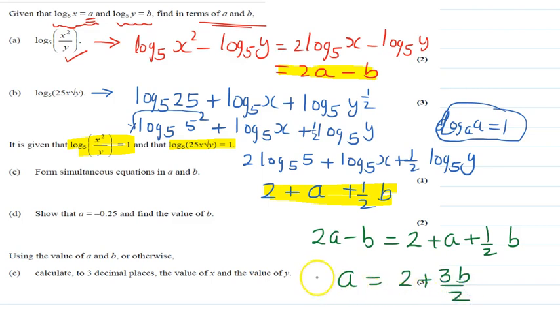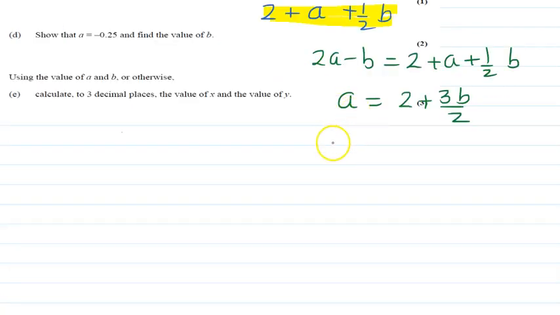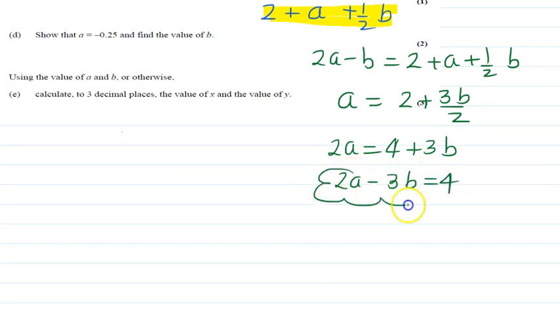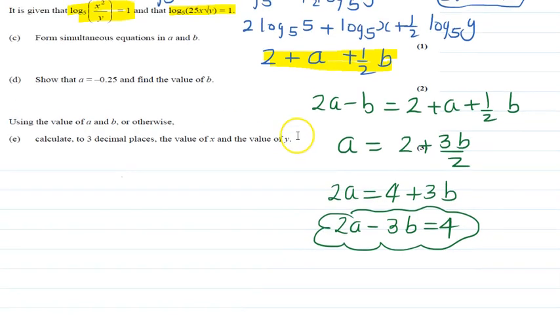Now if you multiply by 2 both sides, then we get 2a equal to 4 plus 3b, and then we can rearrange it, and it will be 2a minus 3b equal to 4. So this will be a relationship between a and b. They were asking for a simultaneous equation in a and b, so this will be the equation. Now we need to show a is minus 0.25 and find the value of b. So this is what we are going to do now.